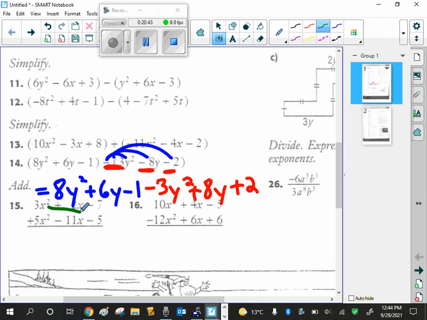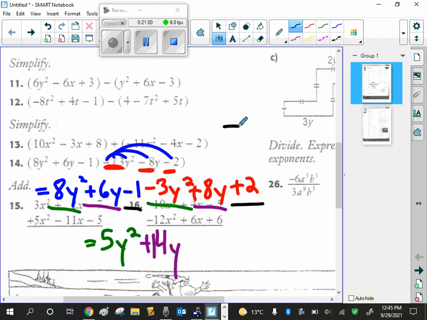So 8y squared subtract 3. 8 subtract 3 equals 5. Keep the y squared. What's 6 plus 8? 14. Keep the y. And lastly, what's negative 1 plus 2? That's what you're doing in your head. Plus 1. Can I get that? Check.